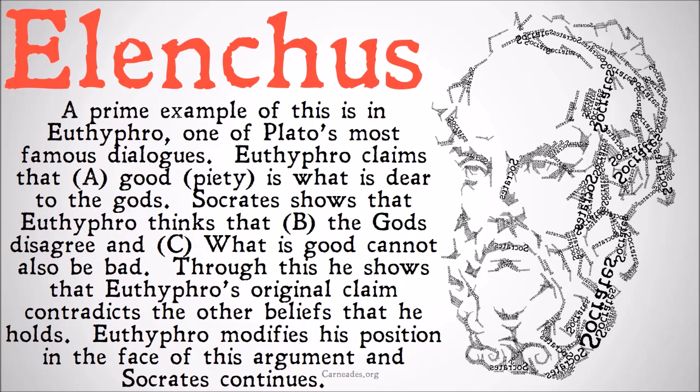Euthyphro claims that A, good, or piety in the case of this, but good for now, is what is dear to the gods. Socrates shows that Euthyphro thinks both that B, the gods disagree about things, and C, what is good can't also be bad. And therefore, because some gods think one thing is good and other gods think that thing is bad, and individual things can't be good and bad, things that are objectively good can't just be down to what the gods believe.